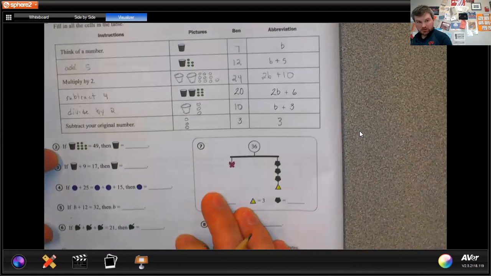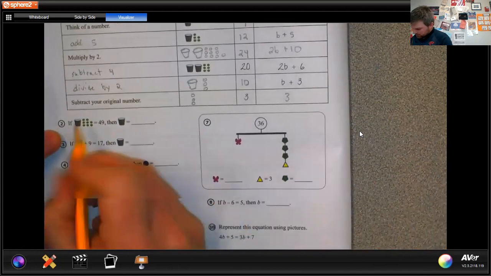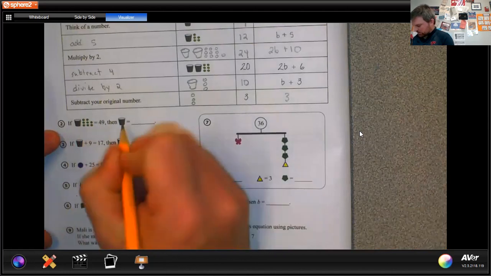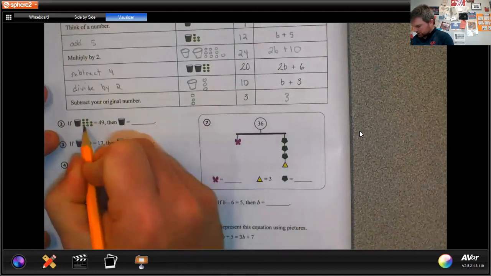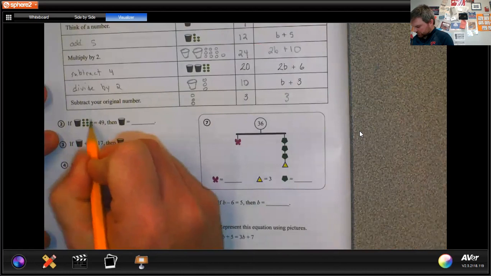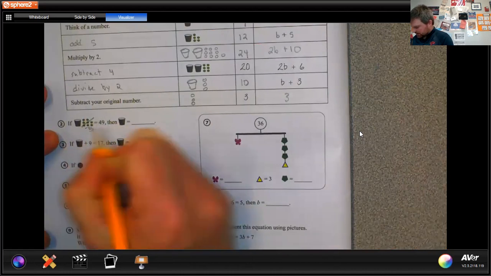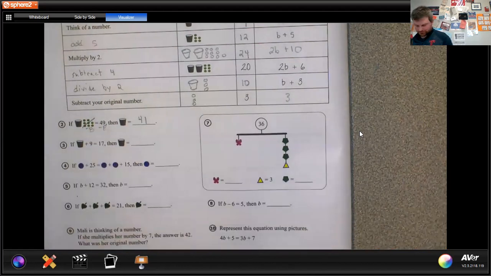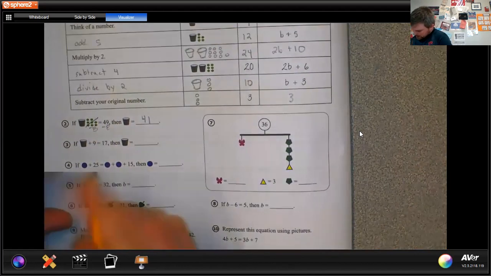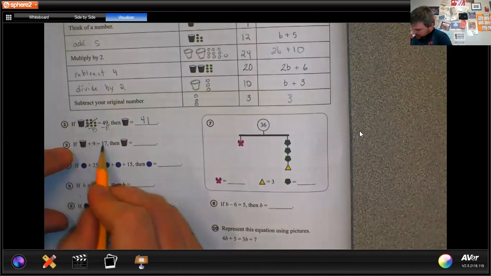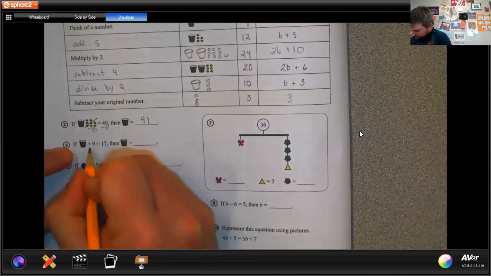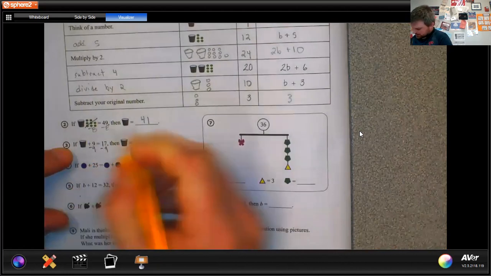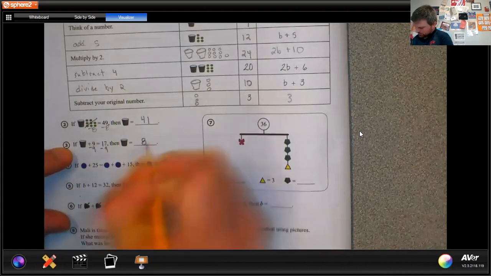All right. Number 2, if a bucket and 8 marbles is 49, then what is 1 bucket? Okay, so you got to get rid of these 8 marbles, so minus 8, and then minus 8 from this side, you get 41. If a bucket plus 9 is 17, then a bucket equals, so minus 9, and 17 minus 9 would give you 8.